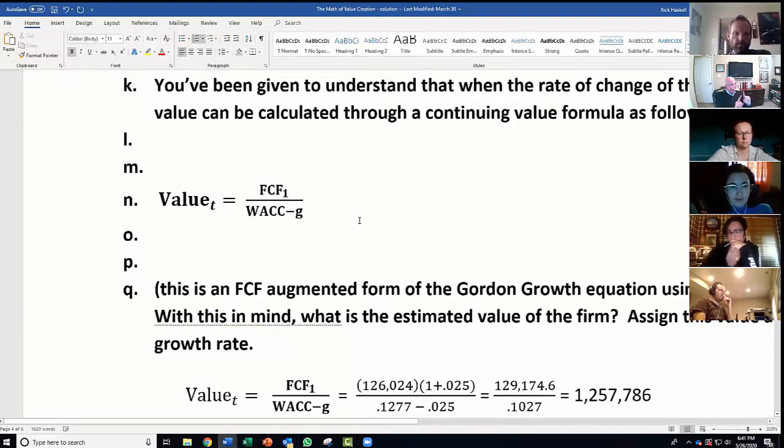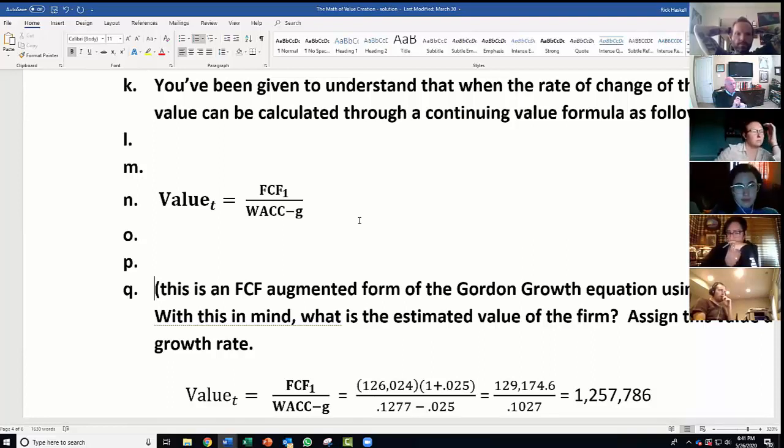I'm going to tell you that the value T, or the value at some time, T is a subscript, it just means some moment in time, is going to be a function of, or equals, in our case, the free cash flow at time one, and time one is always the next period beyond now, okay? Divided by that cost of capital or a discount rate minus G, or long-term growth rate. So FCF1 is the next period's free cash flow, WACC is a discount rate, and G is a growth rate.